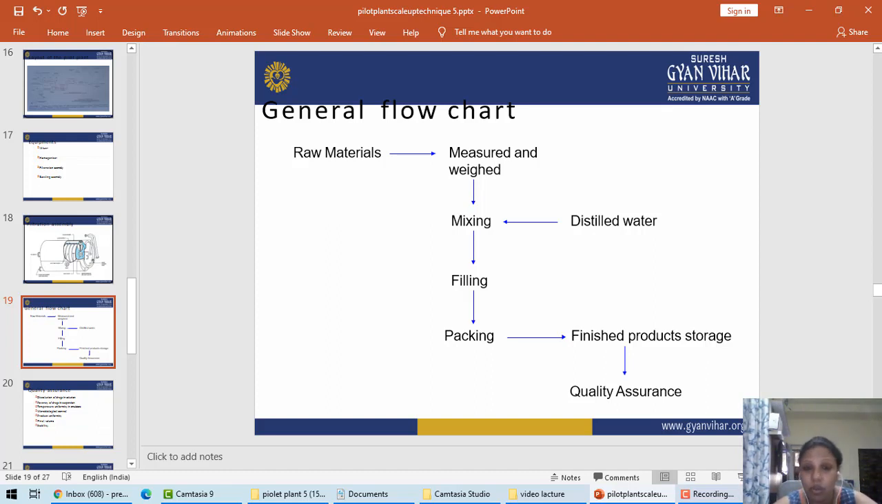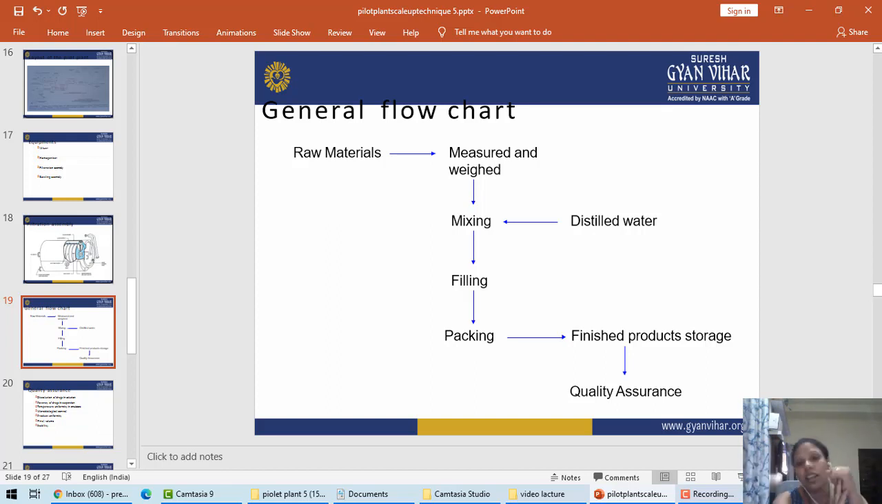So in mixing tanks we have to mix all the ingredients properly, and if required we can add distilled water in this phase for proper mixing, or any kind of liquid which we want to add here. Because if we talk about the liquid dosage form, it is all about mixing. It is very easy to form, because we just have to add and mix all the things.